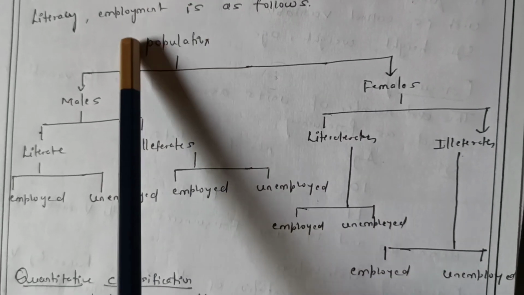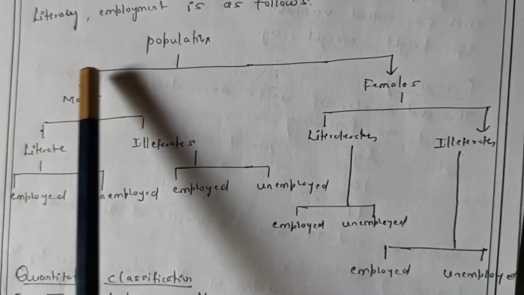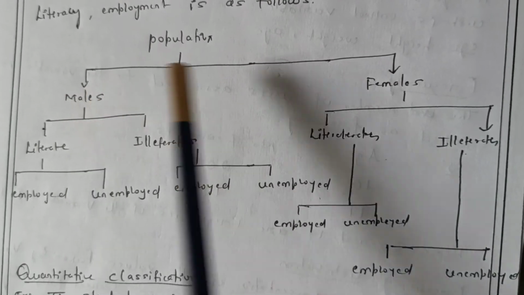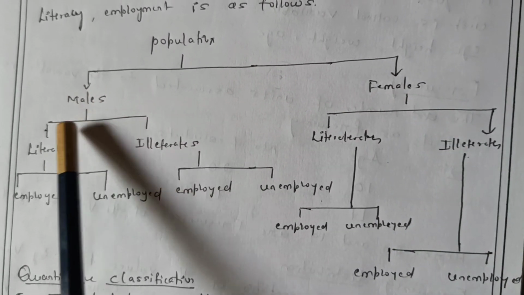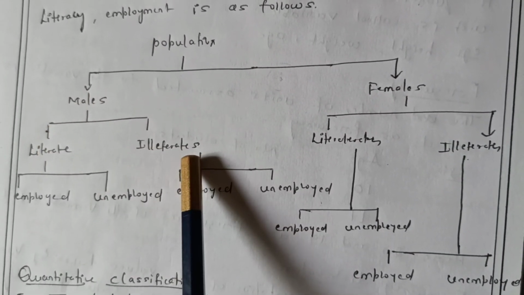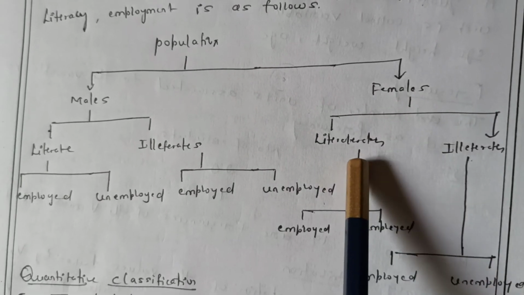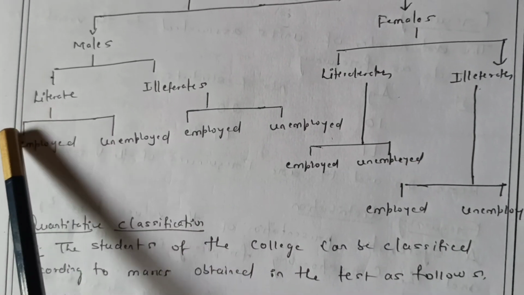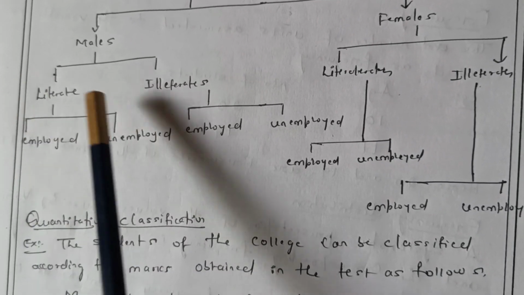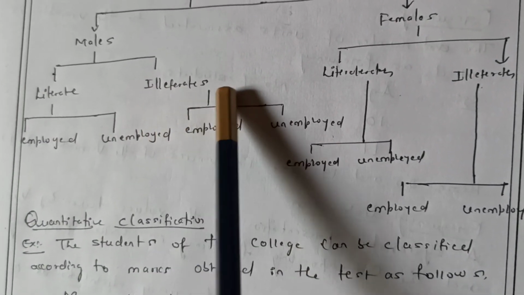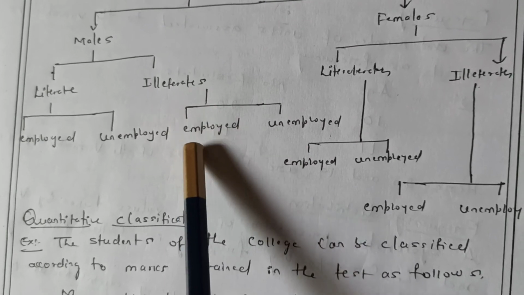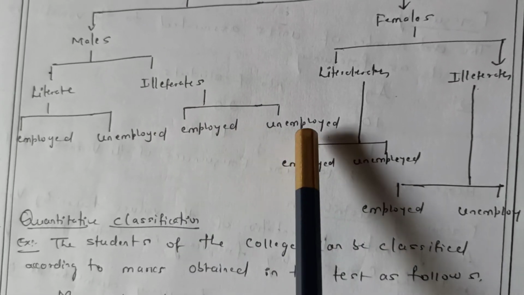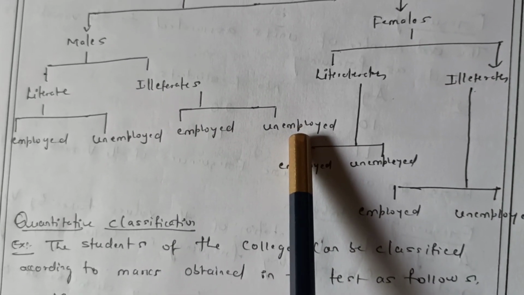Here we have a set of population. In that you can bifurcate into males and females. In males you may have literates or illiterates. In females we have literates as well as illiterates. Again in literates, you can see some employed people and some unemployed. Similarly in illiterates also you can see some employed people as well as some unemployed people.